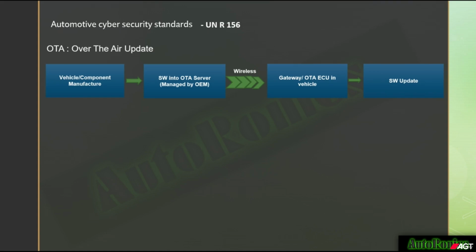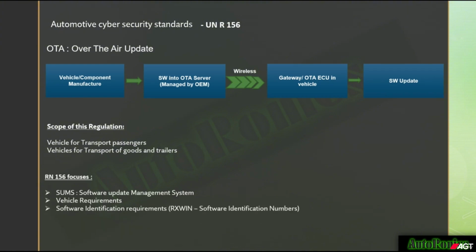But since there are many threats involved in the entire system, for example accessing the OTA server and then writing software into the vehicle, completely taking control via OTA is still possible. So there are many other channels. Basically, this cybersecurity standard discusses how we can protect vehicles with respect to this element, OTA. Again, the scope of the regulation is vehicles for the transport of passengers and goods, and trailers. It mainly focuses on the software update management system, which is SUMS, and the vehicle requirements.